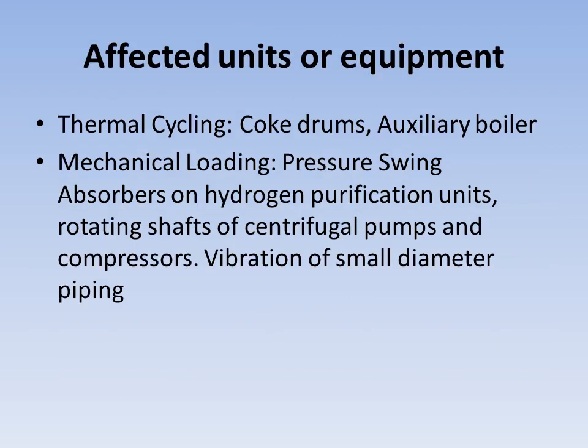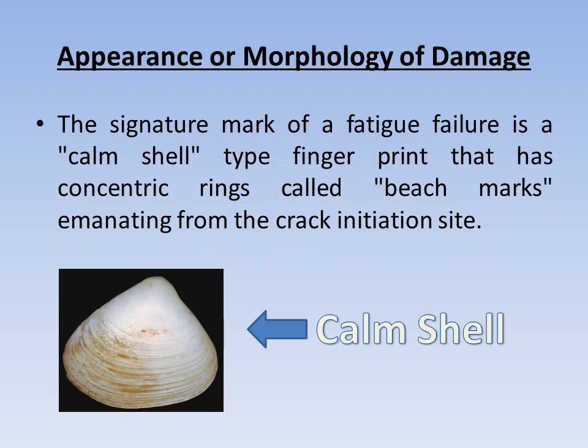As we discussed, thermal cycling and mechanical loading can cause mechanical fatigue. So, equipment and units having these two conditions are prone to mechanical fatigue. Thermal cycling happens in coke drums, auxiliary boilers, etc. Mechanical loading happens in pressure swing absorbers or hydrogen purification units. Rotating shafts of centrifugal pumps and compressors are also prone to mechanical fatigue. Vibration of small diameter piping is also affected by mechanical fatigue.